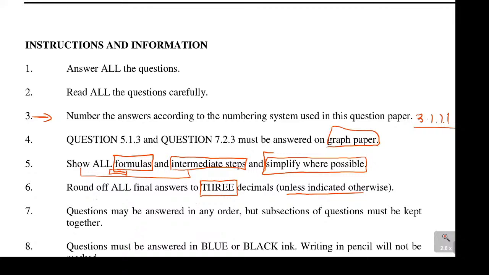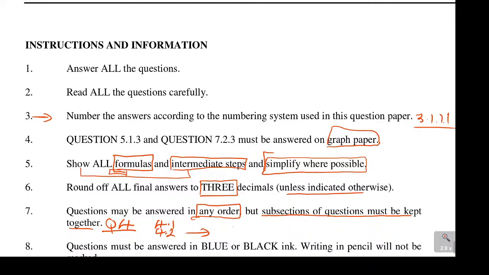It says questions may be answered in any order, meaning you can answer from question 7, you can answer from question 4, you can start at any question. But whenever you start answering that question, the subsections of the questions must be kept together. So let's say you start answering question number 4, you must answer all your 4.1, your 4.2 until the end of question 4.